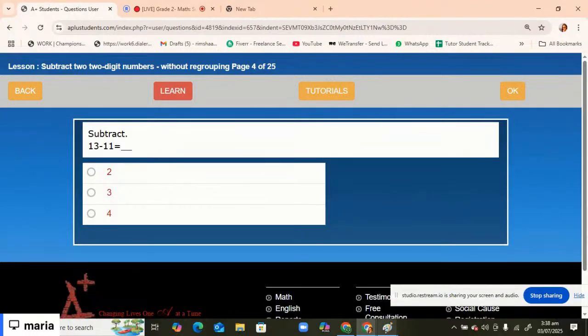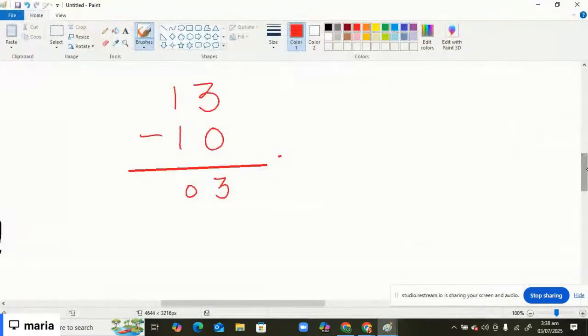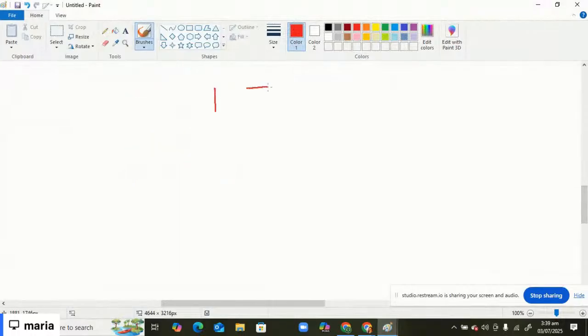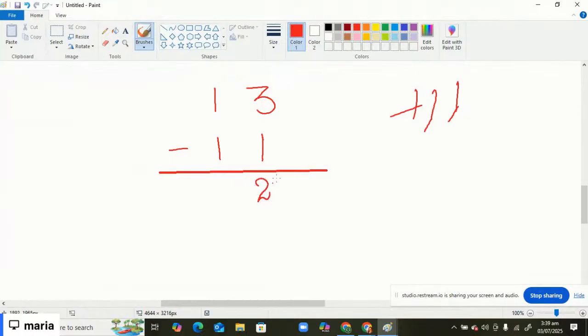Now subtract 13 minus 11. You guys tell me 3 minus 1. What is the answer? 3 minus 1. Draw 3 lines. 1 left. How many? 2. 1 minus 1 is 0.